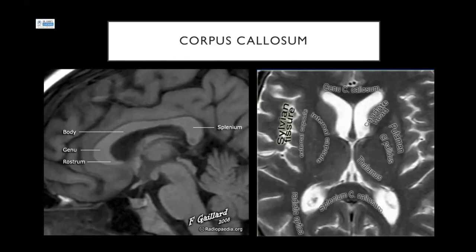So it connects the cerebral cortex of the left and right cerebral hemispheres, and it's the largest white matter tract in the brain. It can also, as we've said, be divided into rostrum, genu, which again means knee or bend, body, and splenium.